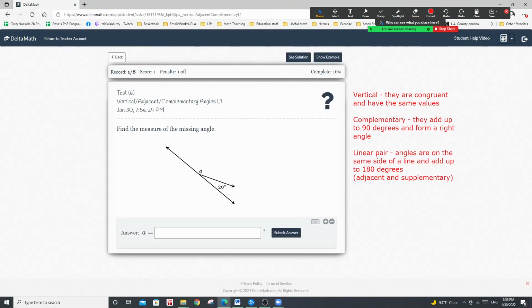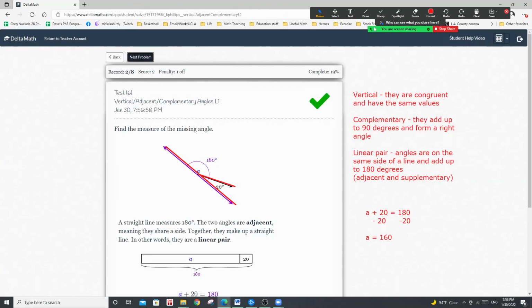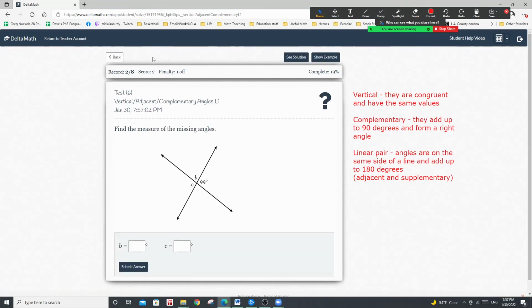Let's see this one. All right, this one where they only form a linear pair, okay? Here's a line, and they are on the same side of this line where they're cut in half. This is a sign of a linear pair. So we say A plus 20 equals 180. Subtract 20 from both sides. And we get A is equal to 160. Cool. So these are the only types of problems you'll see.